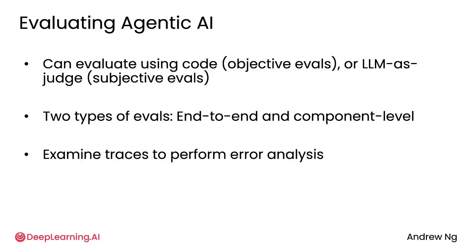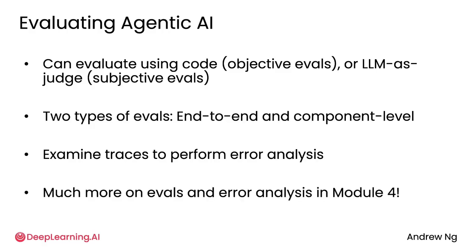And one thing I do a lot as well is just examine the intermediate outputs, or sometimes we call these the traces of the LLM, in order to understand where it is falling short of my expectations. And we call this error analysis, where we just read through the intermediate outputs of every single step to try to spot opportunities for improvement. And it turns out being able to do evals and error analysis is a really key skill. So we have much more to say about this in the fourth module in this course.